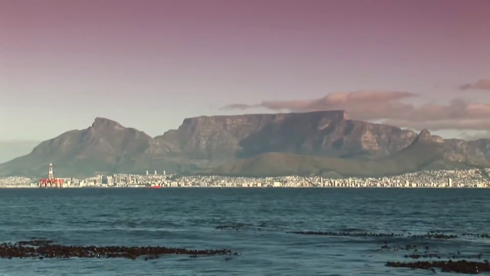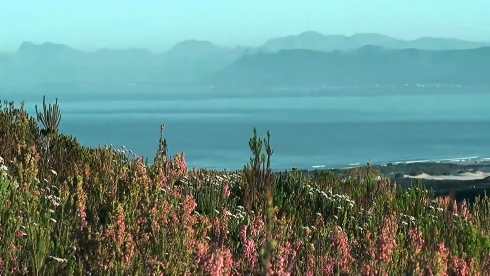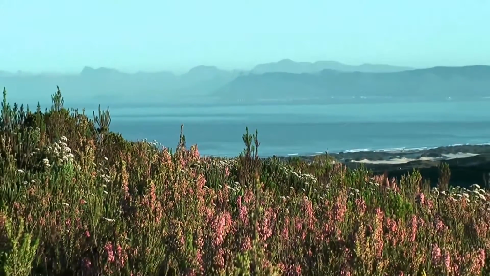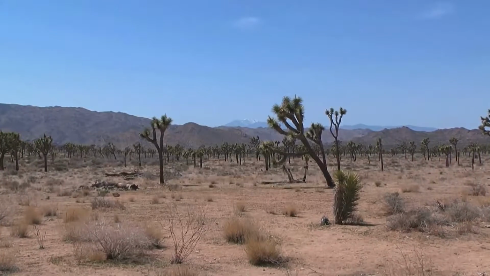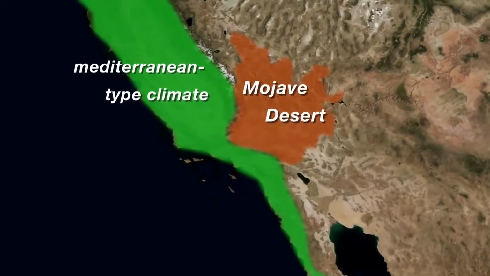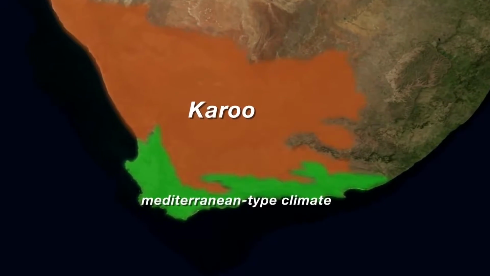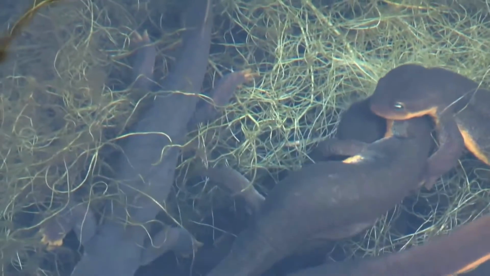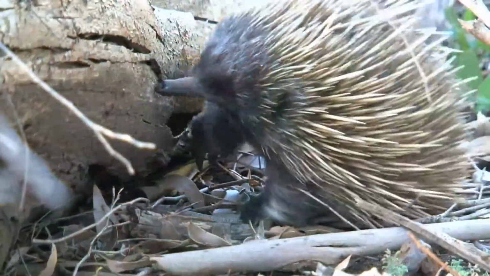Over geologic time, the moderating influence of the oceans has prevented Mediterranean-type regions from turning into deserts, as has befallen areas further inland such as the Mojave in California and the Karoo in South Africa. This has contributed to the biodiversity of Mediterranean climate areas and helped moderate levels of species extinctions.